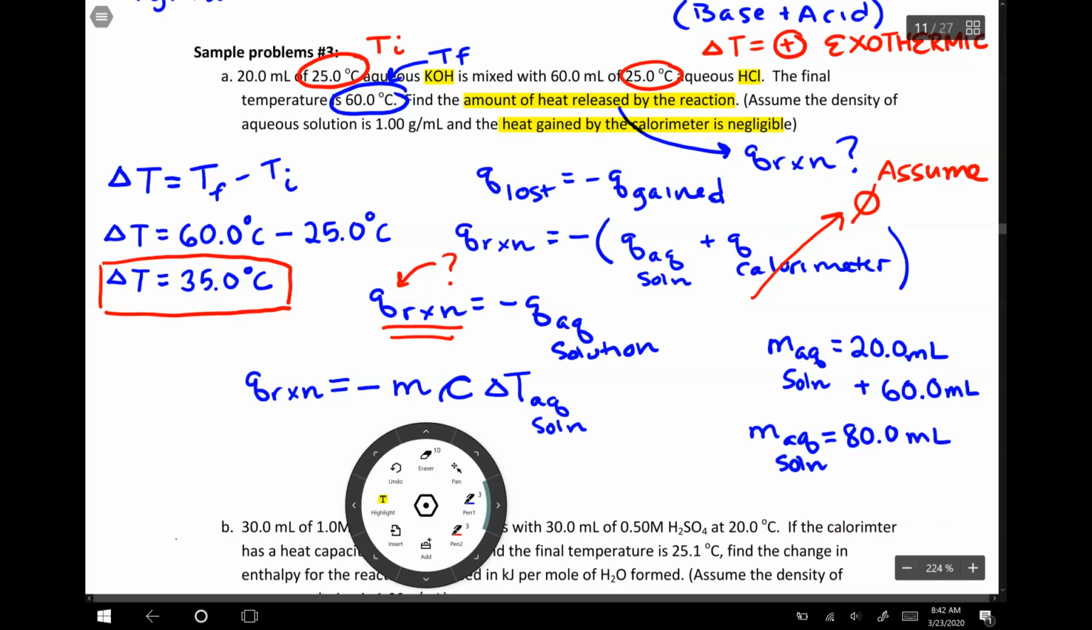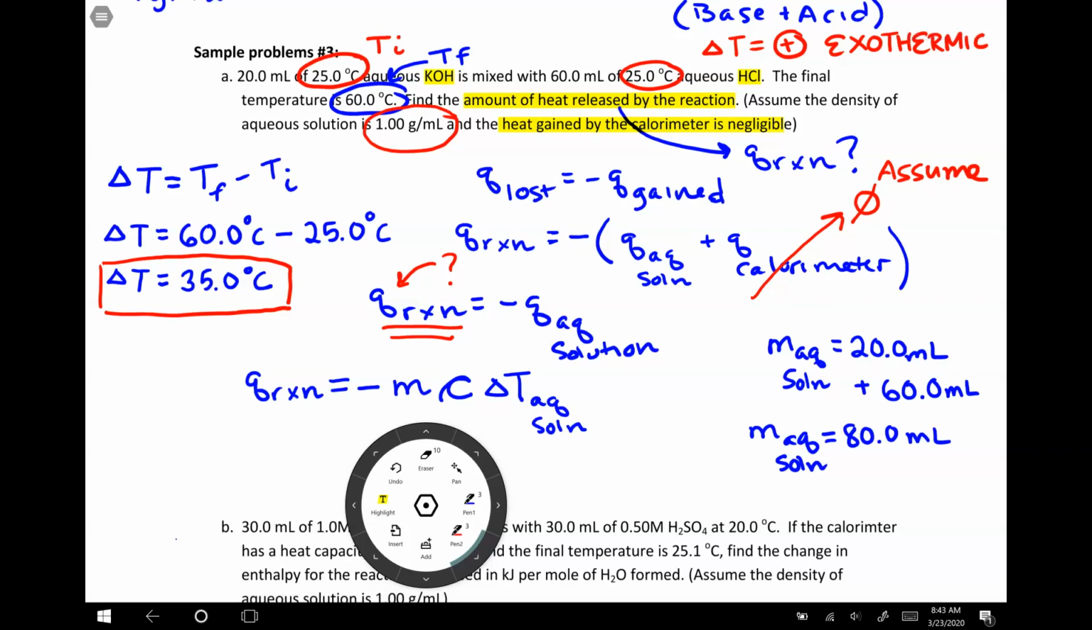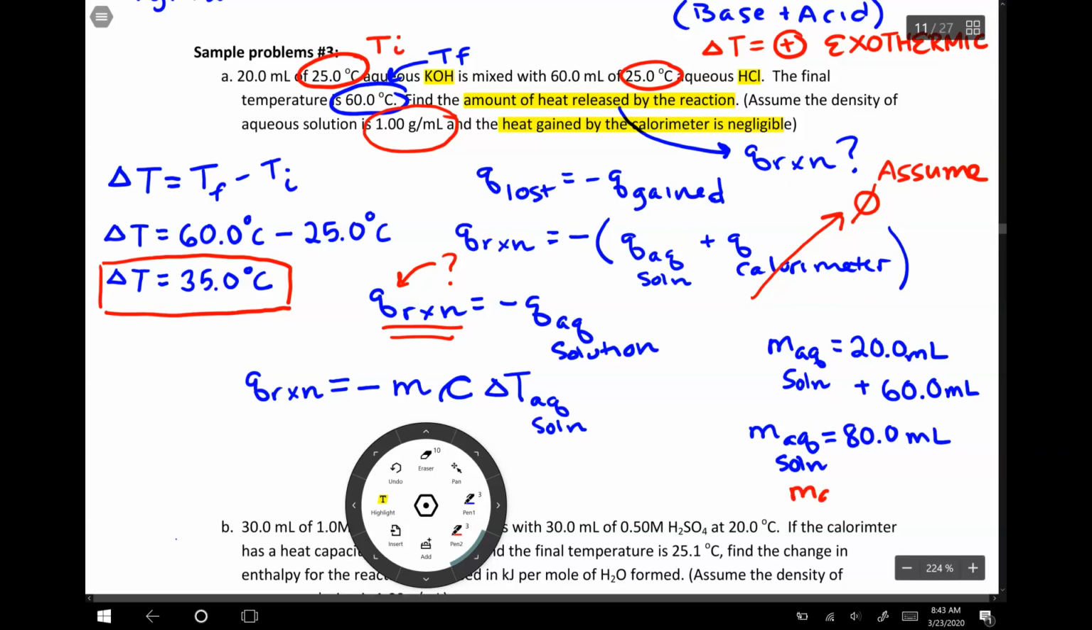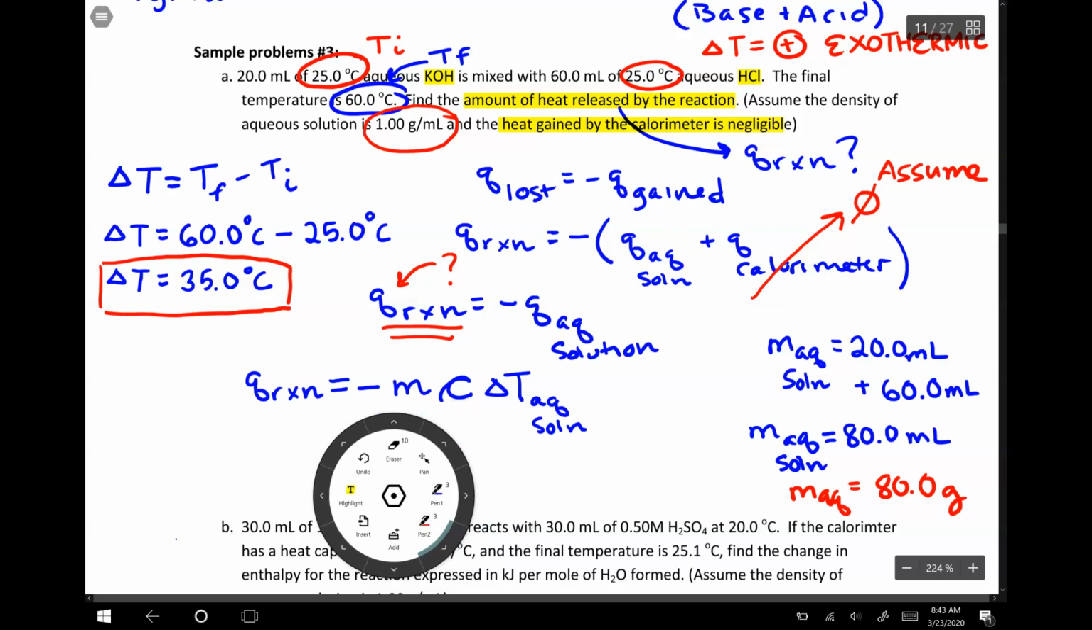Now, based on this part here in the problem, I'm going to assume that the density is, for every 1 milliliter of solution, it has a mass of 1 gram. I'm going to assume that density is 1 gram per milliliter. That means that the mass of my aqueous solution is 80.0 grams. So this is what I'm plugging into M in my equation.